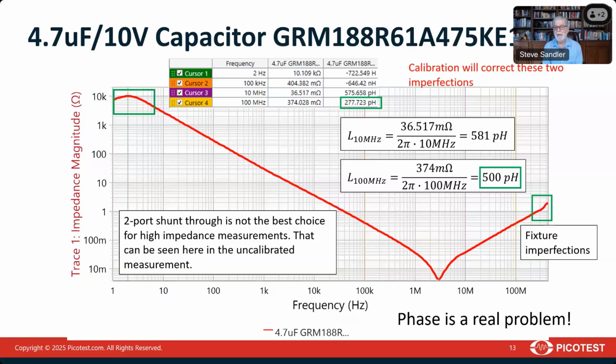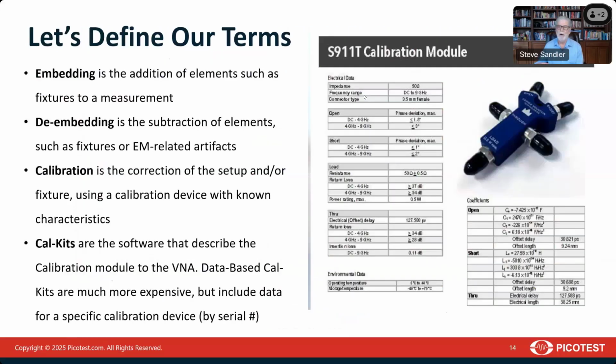And here we can look at what these magnitudes look like. So we took 2 points on the inductive side of the capacitor. We took the impedance magnitude divided by omega, and we get 581 picohenries at 10 megahertz, 500 picohenries at 100 megahertz. And yet when we look at the cursor table, those don't quite agree. But you'll see at 10 megahertz, it's actually really close, 576 picohenries versus 581. And then when we measure it at 100 megahertz, you can see that we calculate 500 picohenries from the magnitude, 277 picohenries from the cursors. Again, we end up with a very significant error.